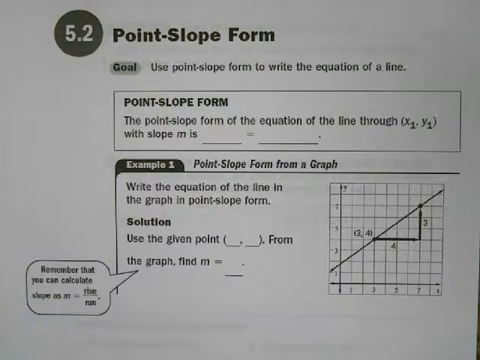In today's video, we're going to be continuing with Chapter 5, so we're still writing equations of lines, but today we're going to learn a new form for an equation of a line called point-slope form. And our goal is to use point-slope form to write the equation of a line. So what does point-slope form look like?